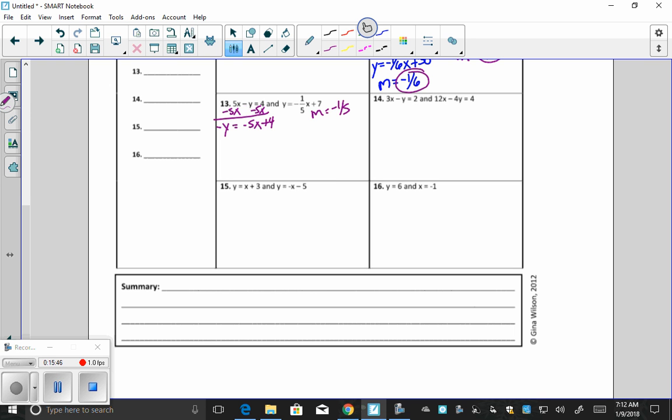Negative y is not finished. You cannot have a negative attached to that y. To get rid of the negative, you're going to divide both sides by negative 1. All that does is change the signs, so that my slope is now positive 5. Well, positive 5 versus negative 1/5, those are negative reciprocals. Therefore, the answer to number 13 is also perpendicular.